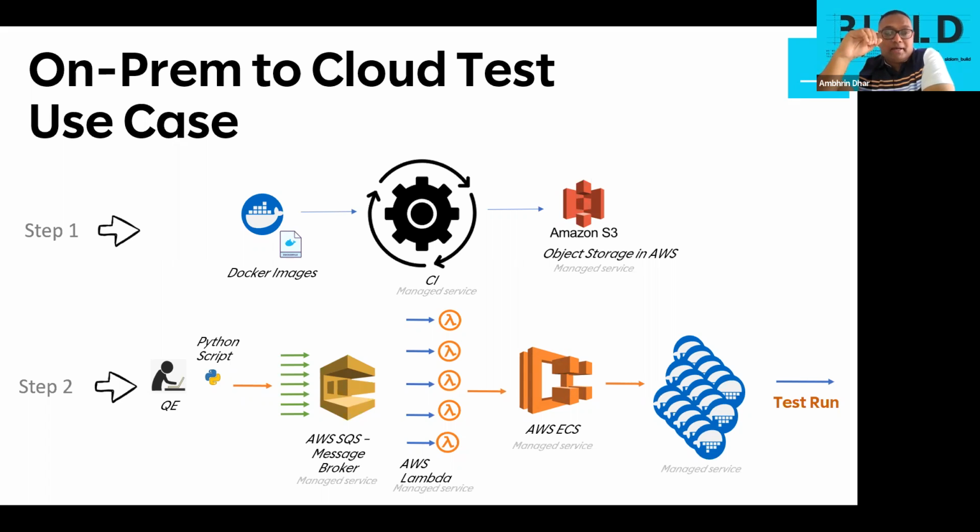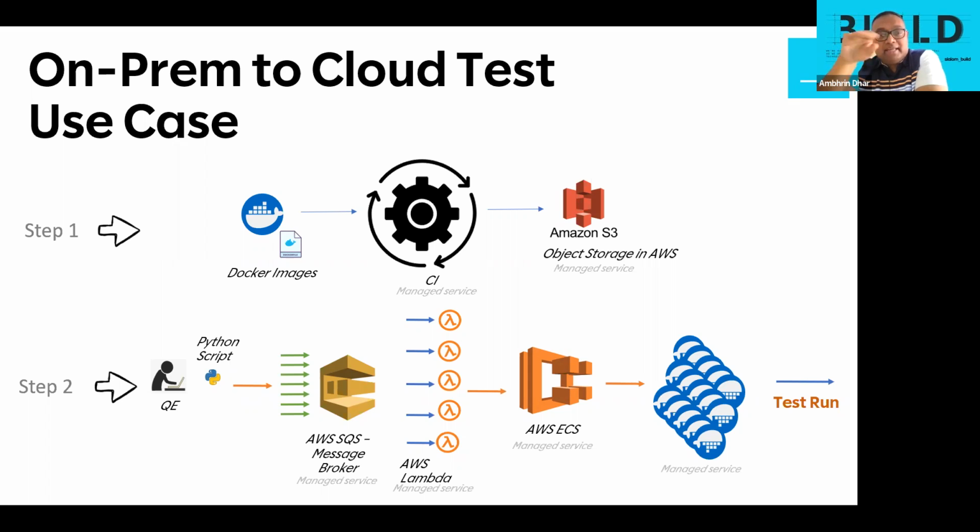But step two is where all the fun happens. Depending on who wants to run the test, it could be a QE, it could be a developer, anybody in the team. A QE has a Python script that he uses from the command line to trigger the test. Essentially, there are a couple of services we use along the way. We use the message broker service of AWS, where we break it up into messages, and these messages go into the SQS queue.